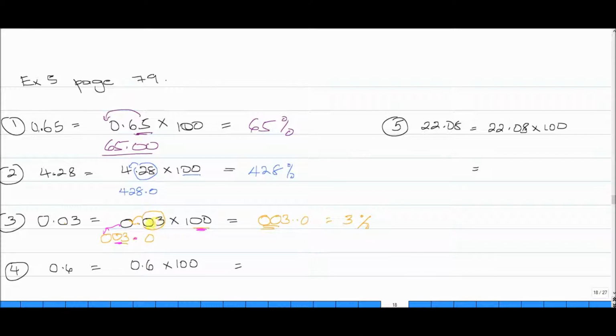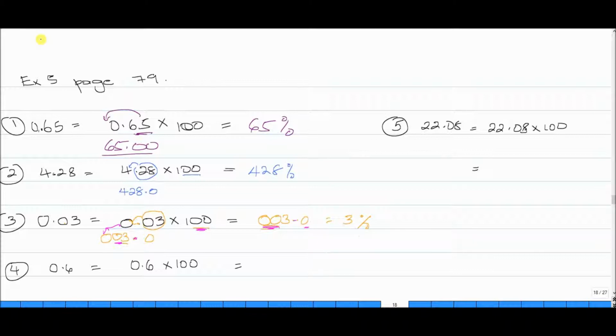and where we had our 03 moving from, we'll just put a placeholder there, 0, so that we can see easily what's happening. So when that is all written out, we have 003.0. Now, our two digits here, the 0s, they have no value, they're just placeholders. And similarly, the 0 behind the decimal point, there's nothing else there, it's also a placeholder. Okay, so our answer is just 3. So for number 3, our answer is 3%.